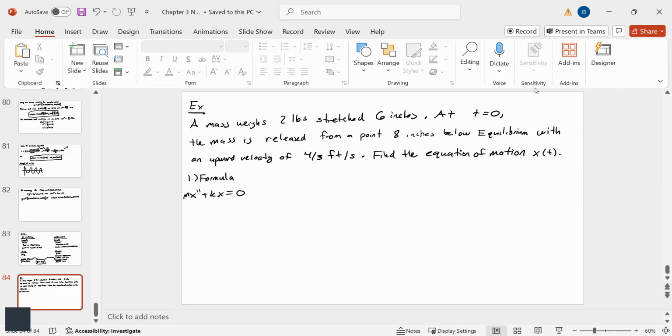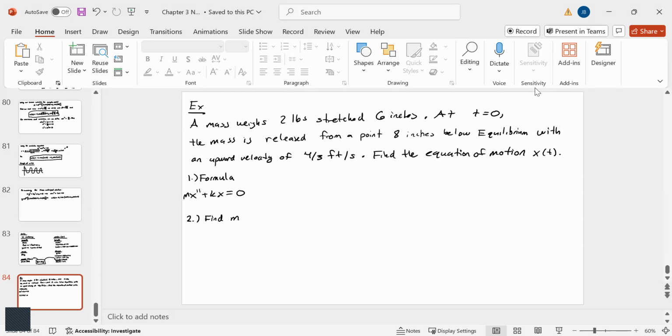Now, that means I need a mass and I need a spring constant k, okay? So step two is to find mass. Find m. You can always find that because they have to give it to you in some way.